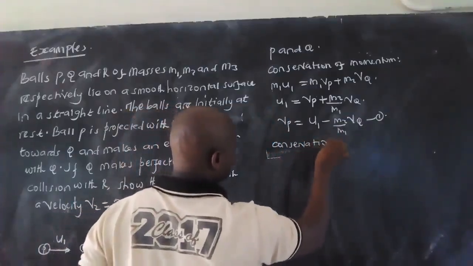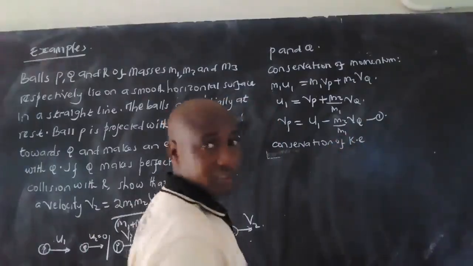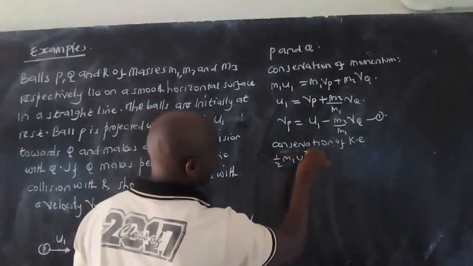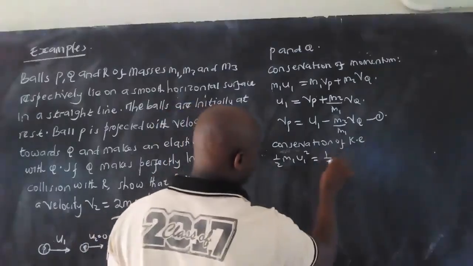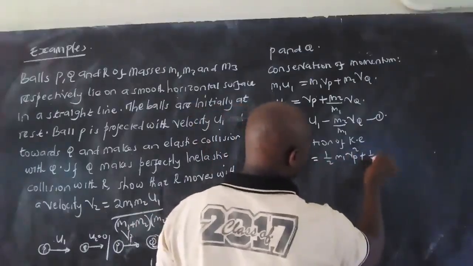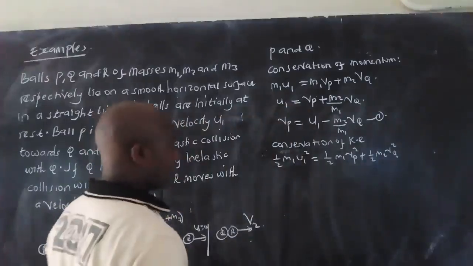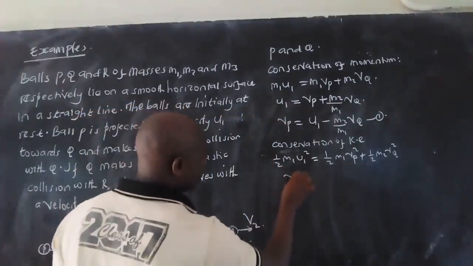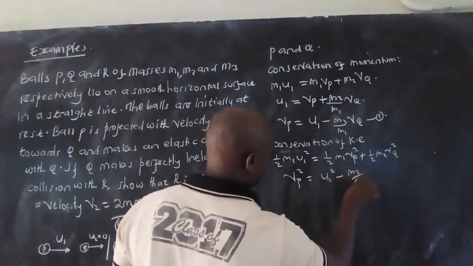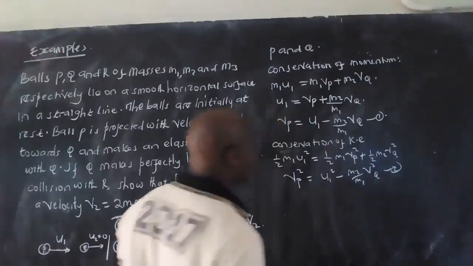Then conservation of kinetic energy. Kinetic energy is also conserved, you know that, right? So we shall now say M1 U1 squared is equal to M1 Vp squared plus M2 Vq squared. So we divide both sides by M1. So Vp squared becomes U1 squared minus M2 over M1 Vq squared. Equation 2. Put 1 into 2.